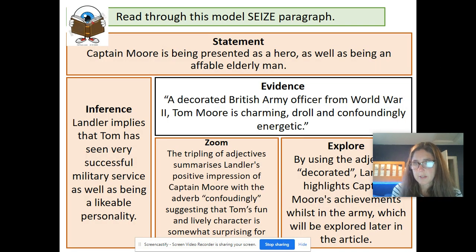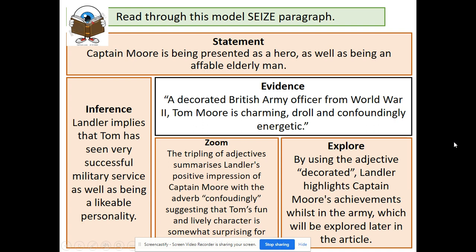Now, I'm going to see if I can get rid of myself now. But I don't quite know how I'm going to do that. Let's just see what happens. Oh, I've gone, excellent. Okay, so this is a different way of laying out the C's paragraph, where we put the evidence in the middle, and then around it you plan for the statement, evidence, inference, zoom, and further exploration.